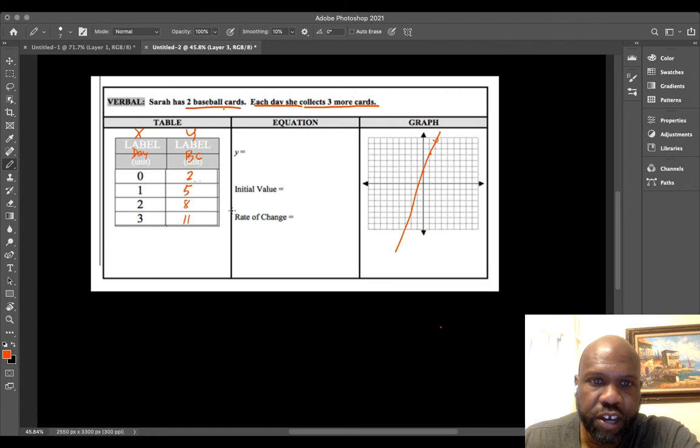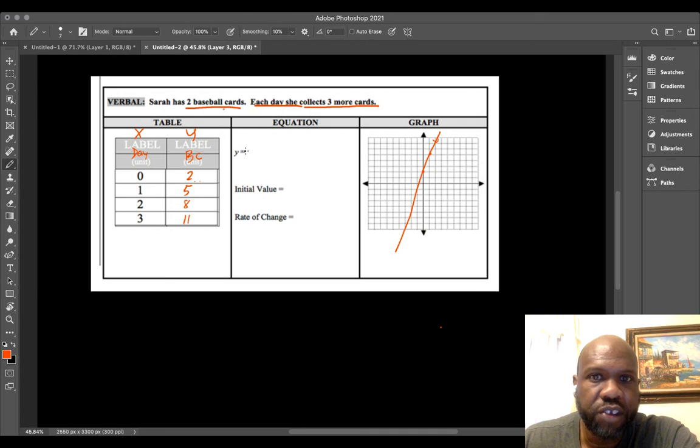Now, here's the hard stuff that we're going to be trying to do on Thursday and Friday. We're basically going to have this verbal statement. Now we got to turn it into an equation. Okay. So think about it. We said the y is going to be the baseball cards, right? Now, what is the x value here? What's going to be the x? The x is going to be the days, right?